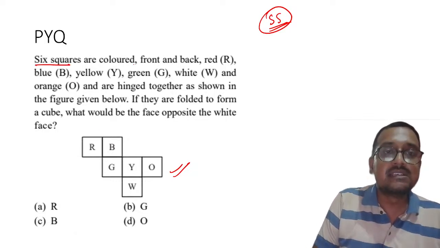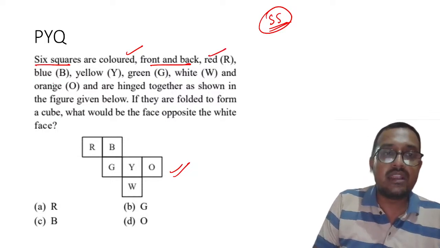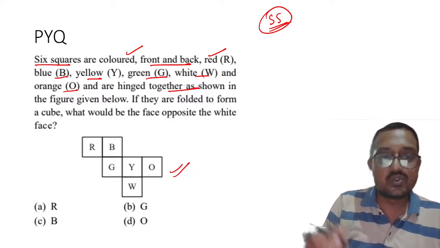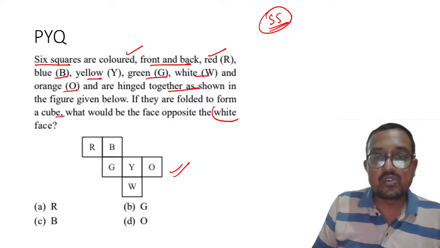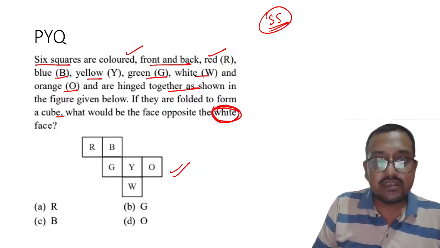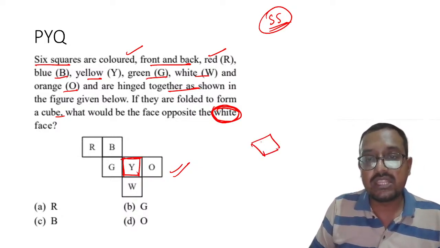The question says 6 squares are colored front and back, obviously, are red, blue, yellow, green, white and orange. Hinged together, obviously, and they are folded to form a cube. Which one will be opposite to white? See, this is yellow, which has maximum number of neighbors. So what you will do? You will put yellow at the base.